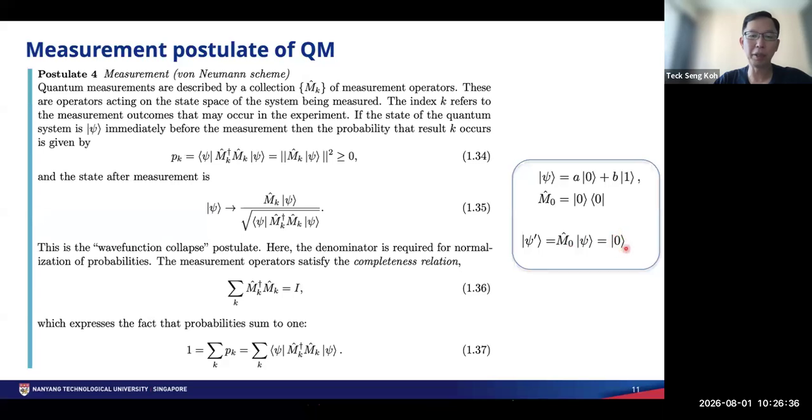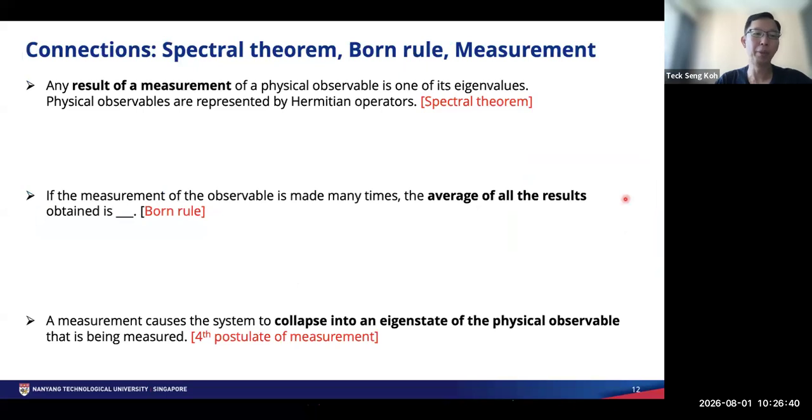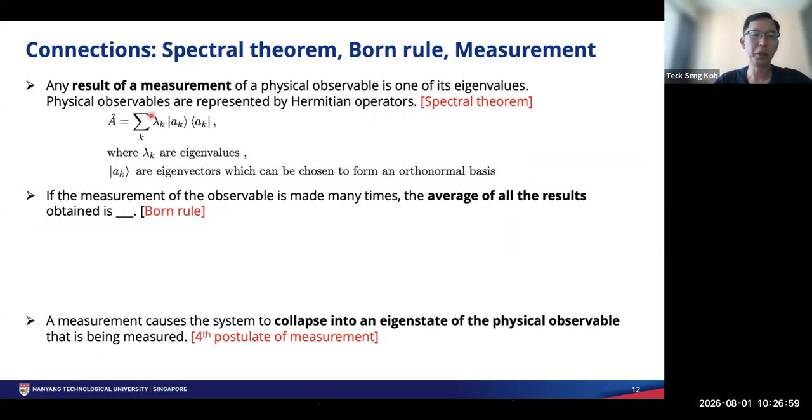Measurement kind of collapses the state into either 0 or 1. And what is the connection between the three things I talked about? The result of a measurement of a physical observable is one of its eigenvalues. Physical observables are represented by Hermitian operators. That's the statement from the spectral theorem. So you get one eigenvalue and you get an eigenvector.